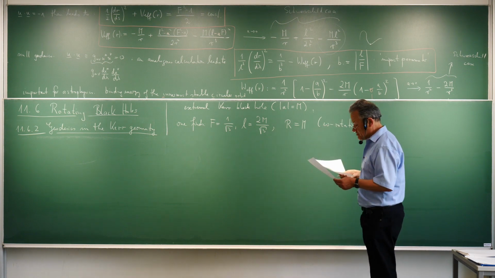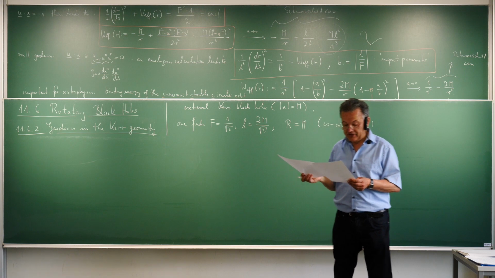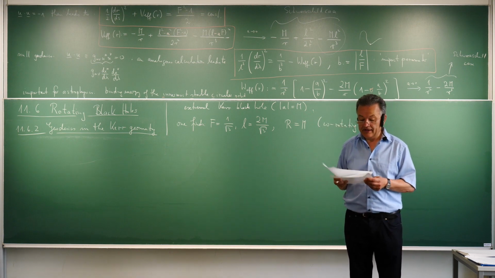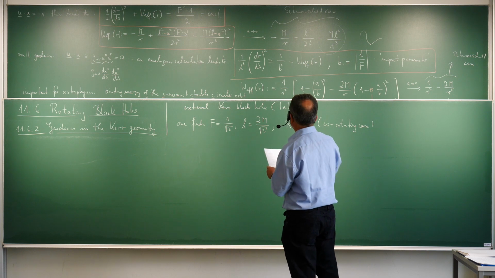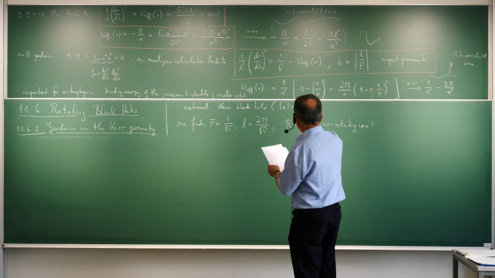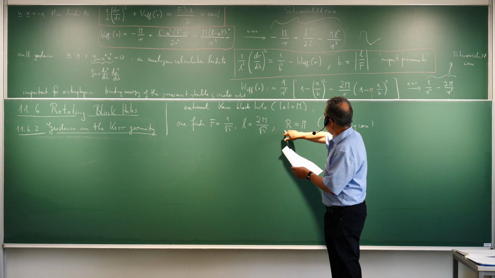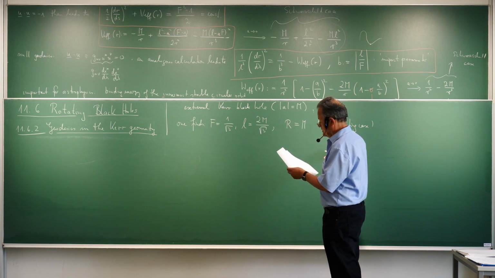I show you a diagram. For the counter-rotating case, it's different, so you will have bigger radii. So that's okay for the circular orbit. Capital R is the small r for the circular orbit.